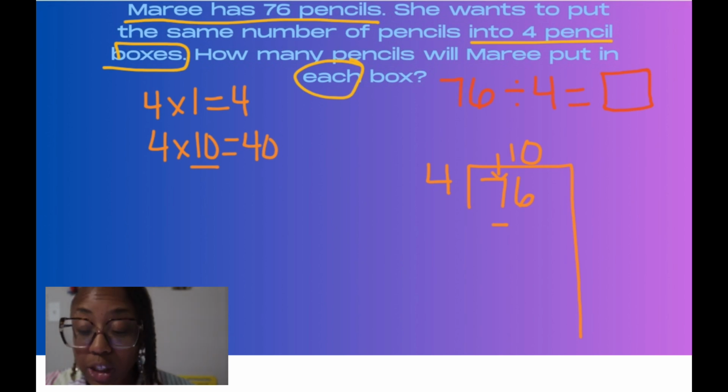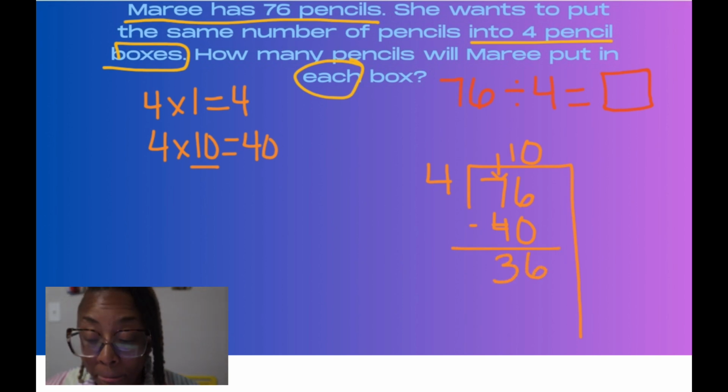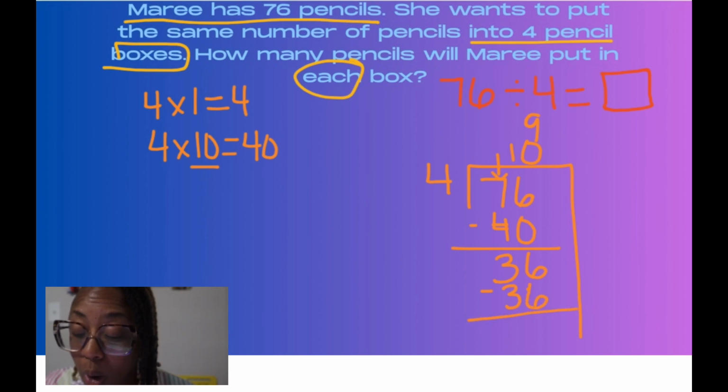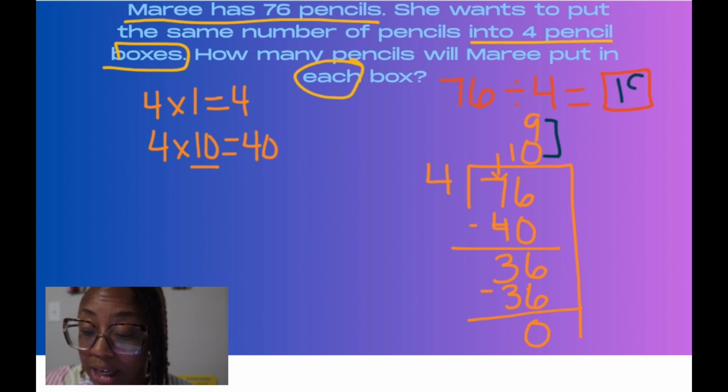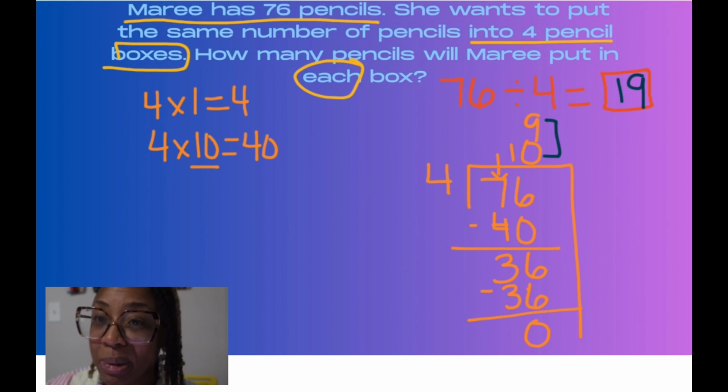Our next step is to multiply. So 4 times 10 gives me 40. And when I subtract that, I am left with the remainder of 36. That 36 is larger than 4, so that means I can get some more groups of 4 in. And in this case, I can get exactly 9 groups of 4 because 4 times 9 gives me exactly 36. Once I'm done subtracting, I am left with the remainder of 0, which is my signifier that I'm done doing my division. So how many pencils are going to go in each of those pencil boxes? 19. And I could easily prove that by multiplying 19 times 4, and it will give me those 76 pencils.